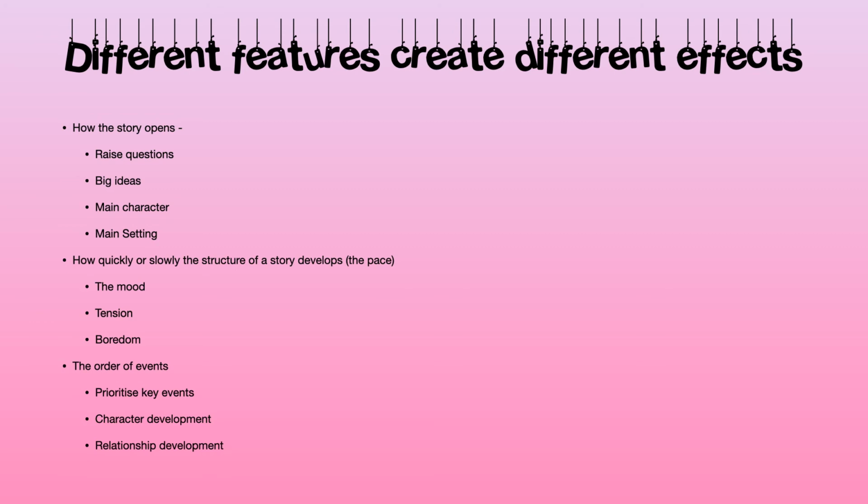And so by putting that scene in at the beginning and then referring to it in the middle, and then the very end again, it helps you understand that this is a really crucial moment in the story. Order of events can also influence character development and relationship development.